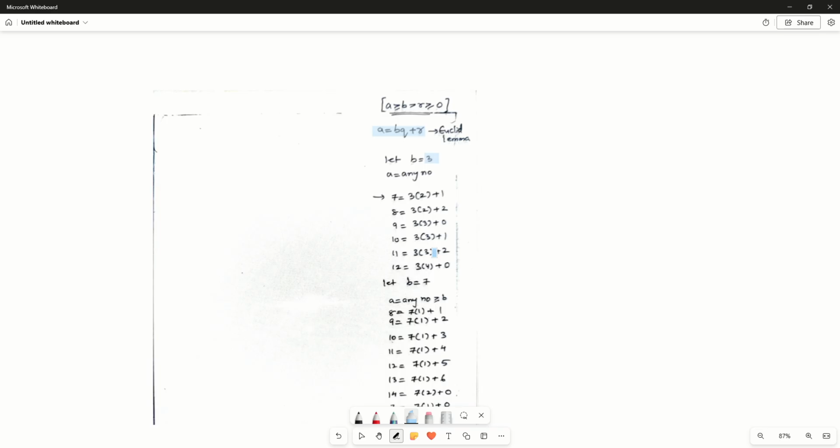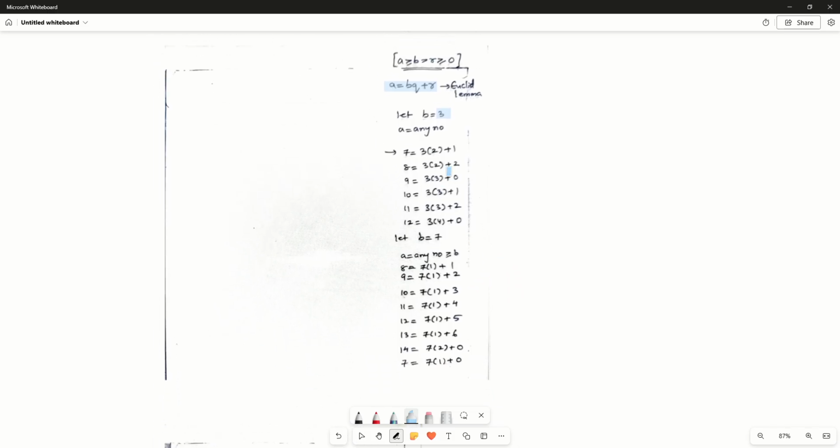We can take one example of division as well in order to understand it much better, but I think it's enough. For example, if I consider b is equal to 7, a could be any number. a could be 7, 8, 9, 10, 11, 12, 13, 14, 15, and so on. But as you can see, the remainders that we are getting are always between 0, 1, 2, 3, 4, 5, 6. That's it, between 0 to 6 only. So this is what Euclid lemma is.